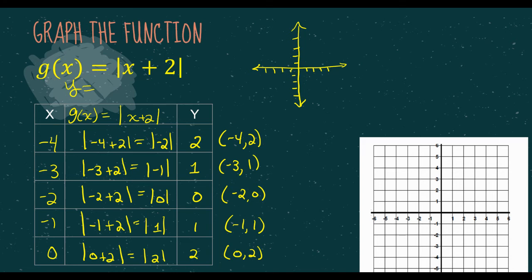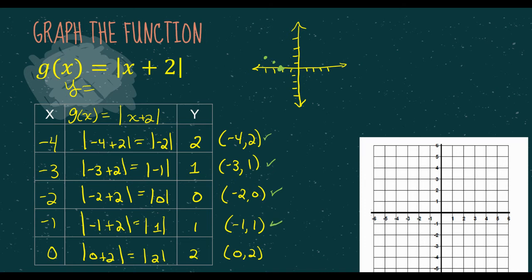Okay, so I'm going to go left 4 for this first dot, right? Left 4, up 2. Next one, left 3, up 1. That's for this one. Next one, go left 2 and don't go up. So that's the dot right on the axis.